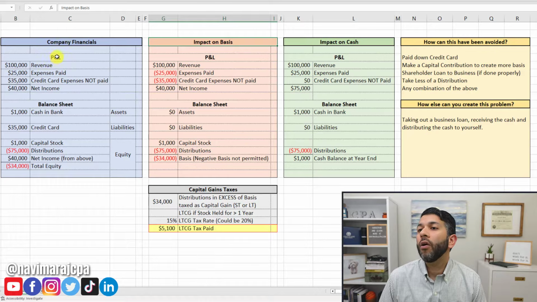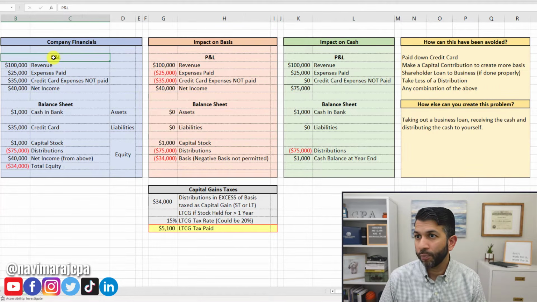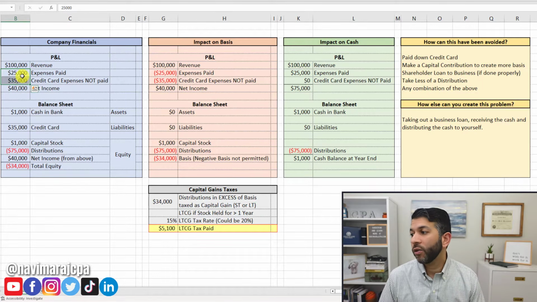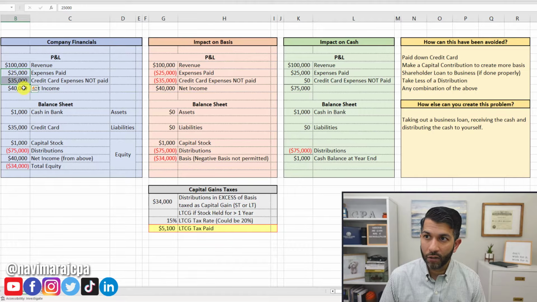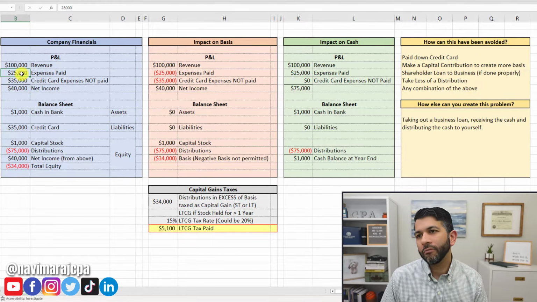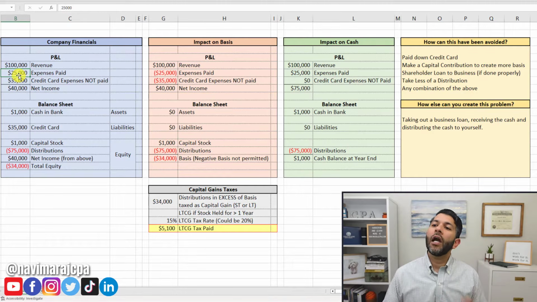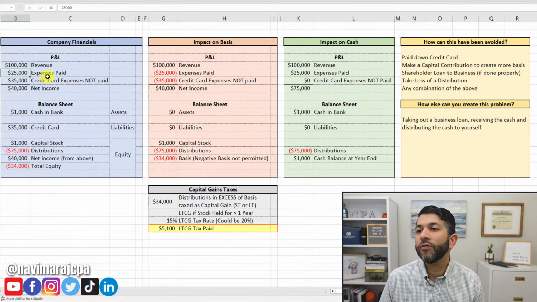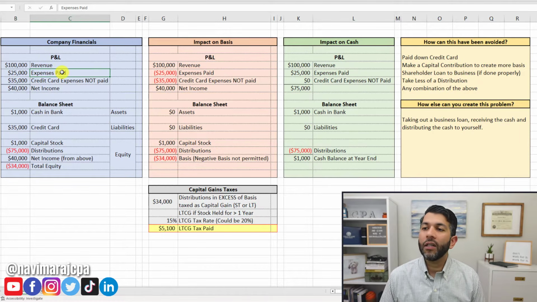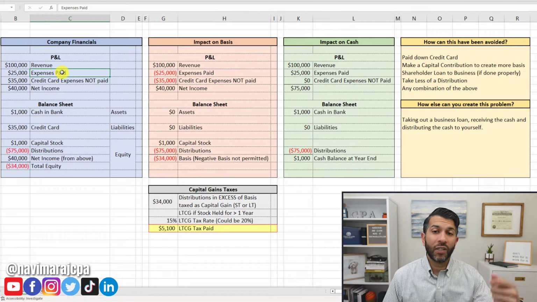So we have your business here. This is a P&L, profit and loss statement. You might call it an income statement or whatever. Let's just say you have a business with $100,000 in revenue. And you have combined expenses of $60,000. I just picked these numbers arbitrarily. But notice that I disaggregated the amount of expenses you have and put it in two different categories. I said $25,000 of expenses paid, and let's say you paid these expenses with cash.